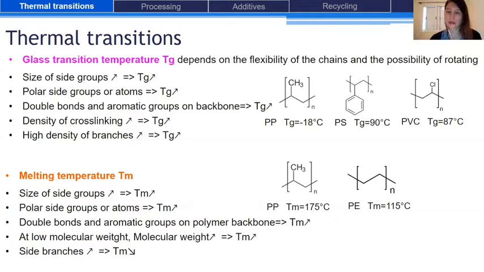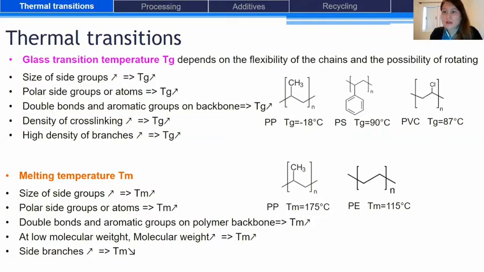So the melting temperature is decreased. Something important that I forgot to say is that the glass transition temperature and the melting temperature are average values. Because in fact, let's take the example of the glass transition temperature. There is not one temperature at which all the segments of the chain begin to gain mobility.